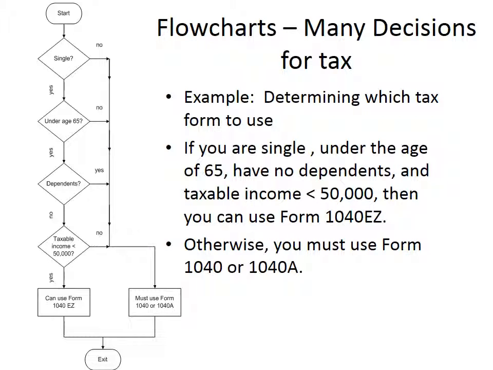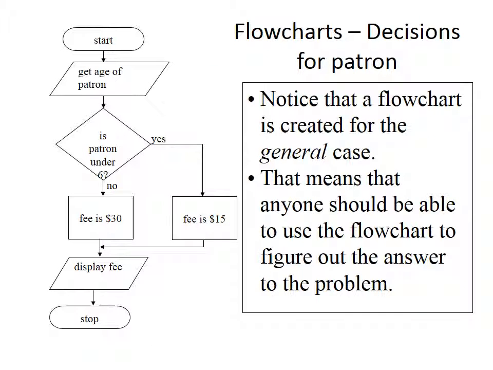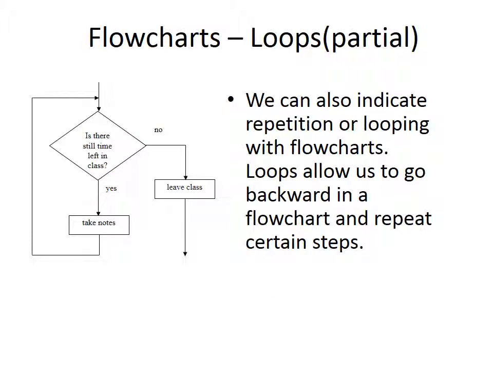This example shows that you may use multiple decisions to get the proper tax form. This is an example of a flowchart to display the proper patron fee. Sometimes programmers write code for repetition that is called a loop. The loop is an effective way to see that an objective or threshold is met before moving on. Loops allow us to go backward in a flowchart and repeat certain steps.